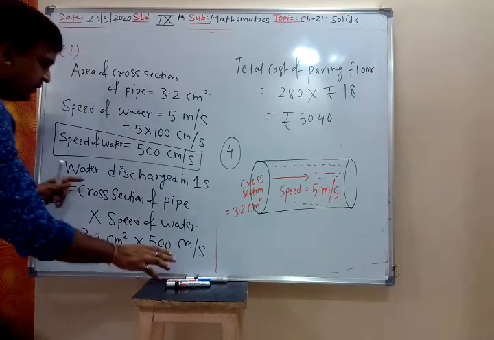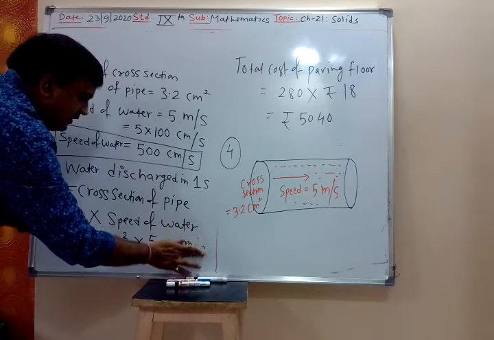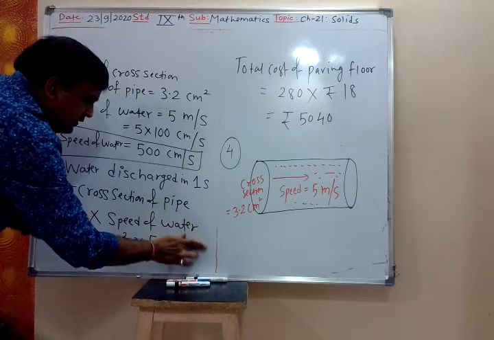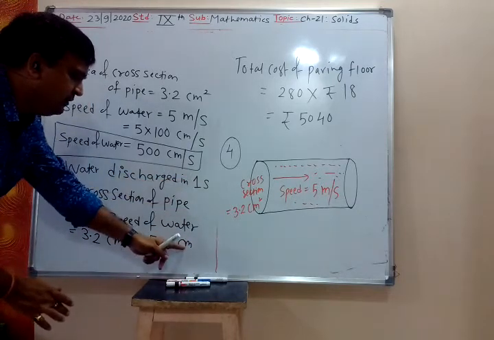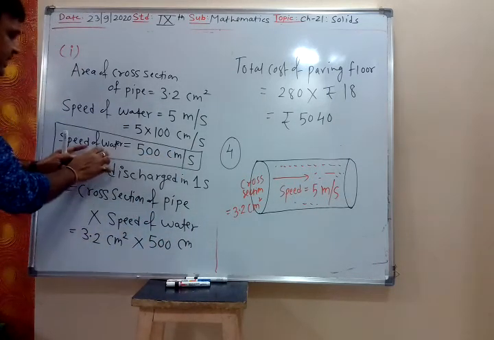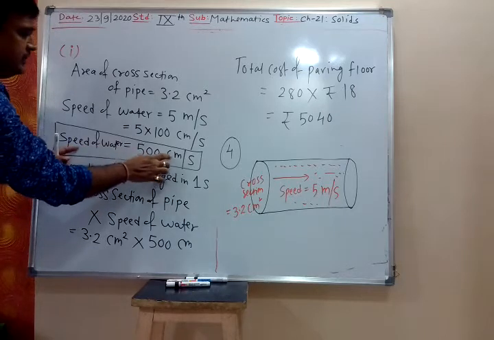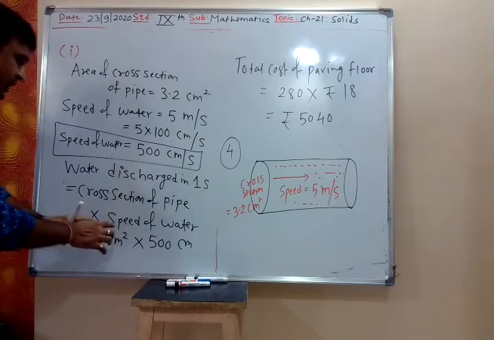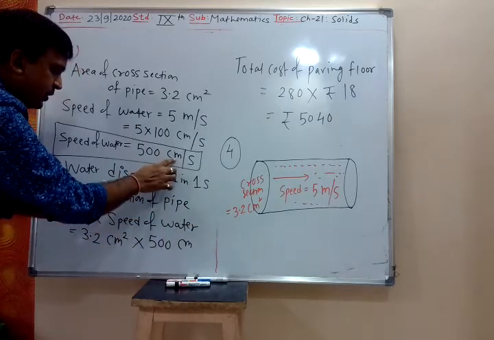See here. When we write water discharge in 1 second, then this second we don't write, because we have already written in 1 second. Centimeter per second is same as 1 second. So when we write speed of the water, we write 500 centimeter per second. When we write speed of water in 1 second, that will be 500 centimeter.